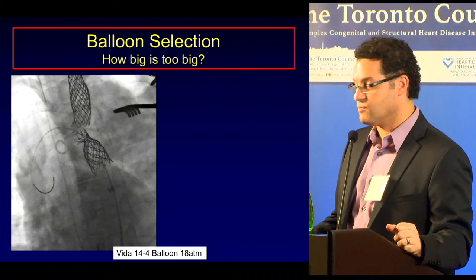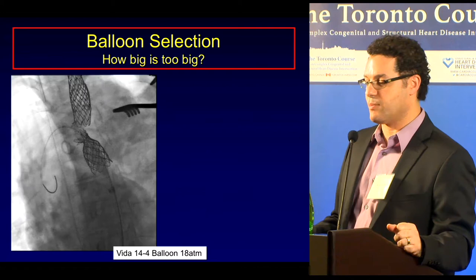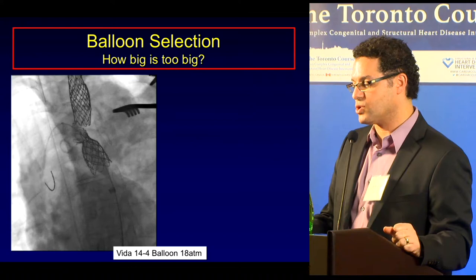Really beautifully. It's a gorgeous result. So this now is a Vita balloon, 18 atmospheres. This initially started off at about 5 millimeters. We've now taken it up; you can watch this open with the 14 millimeter Vita balloon. At 18 atmospheres, it actually opens.